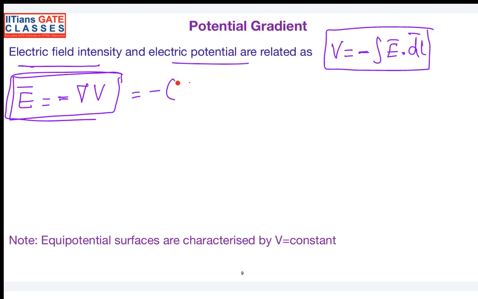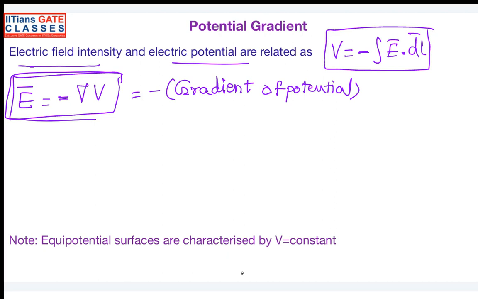So the electric field is basically the negative of the gradient of potential. So in any question, suppose they give the potential and you want to find the electric field intensity, just take the gradient and put the negative sign. That actually gives your electric field intensity.